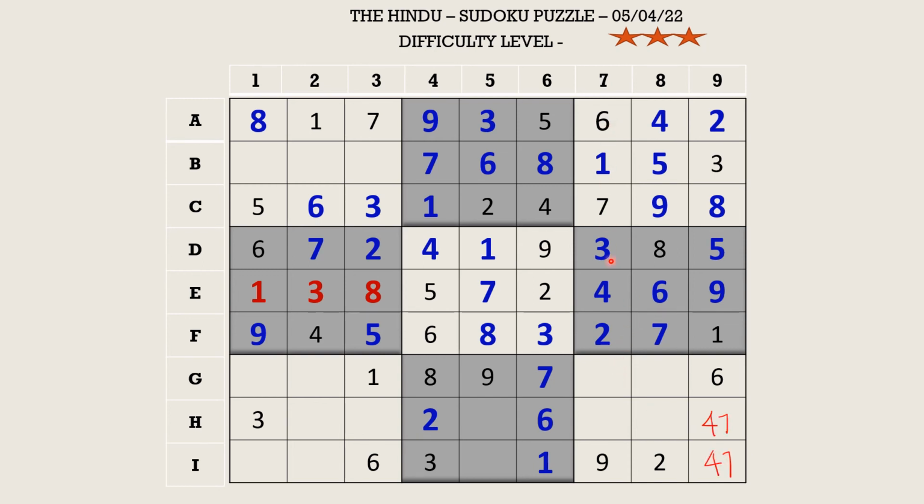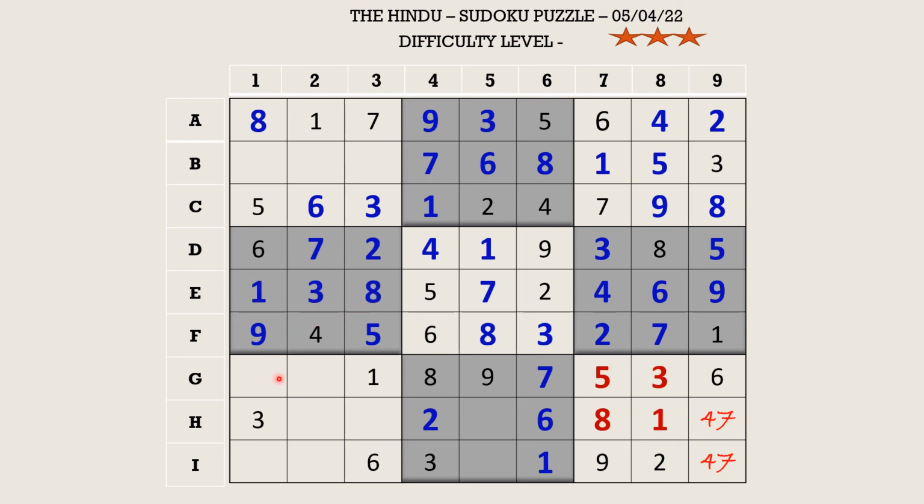In column 7, the missing numbers are 5 and 8. There is a 8 here in G row. So G7 takes 5 and H7 takes 8. The missing numbers in column 8 are 1 and 3. 1 is here in G row which blocks here. So 1 goes in H8. Then 3 goes here in G8.